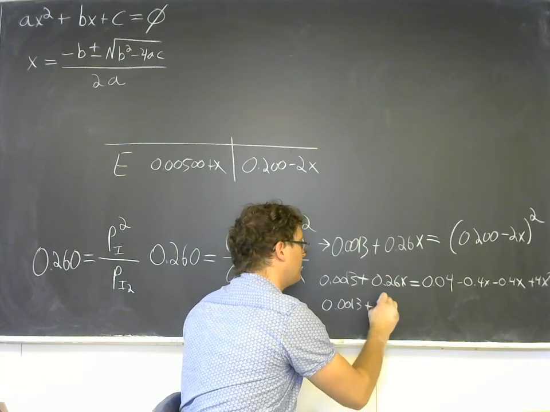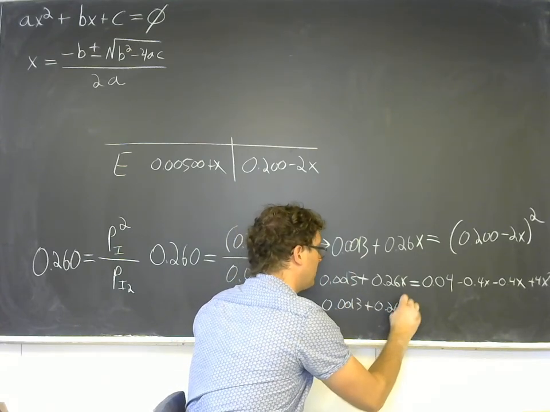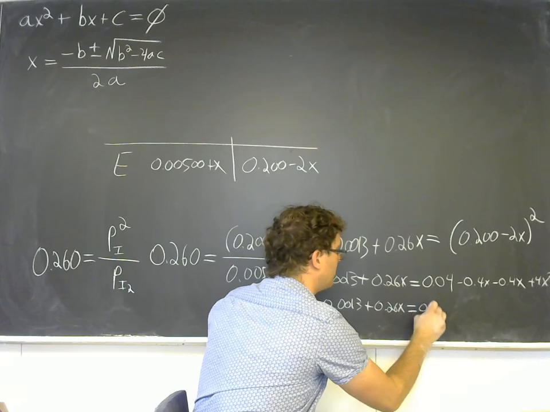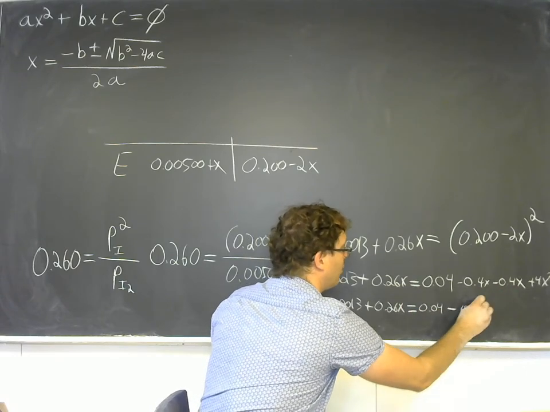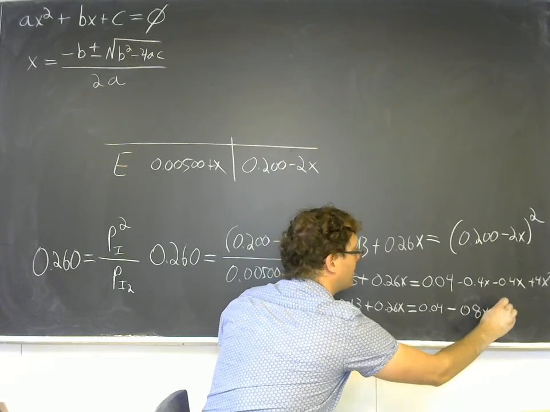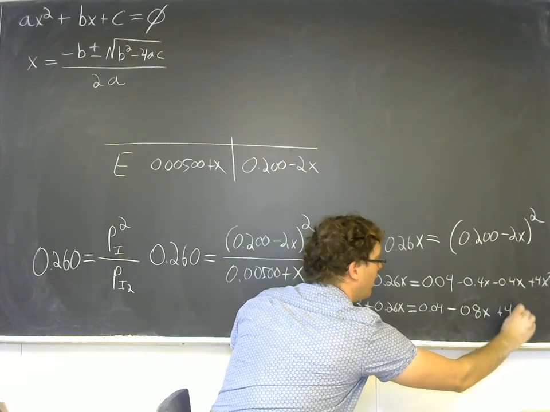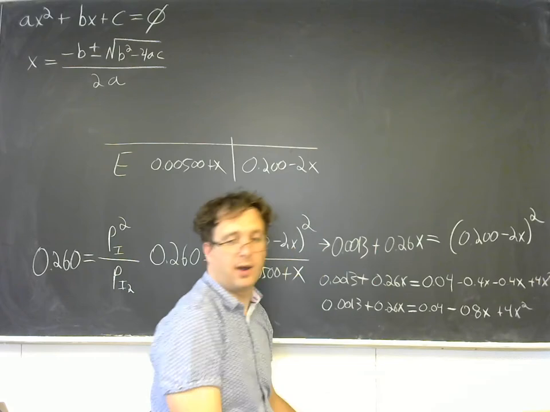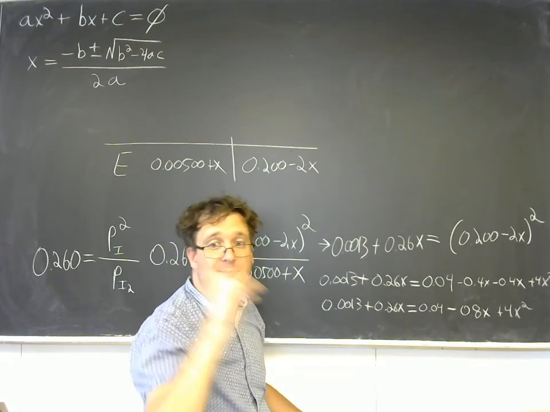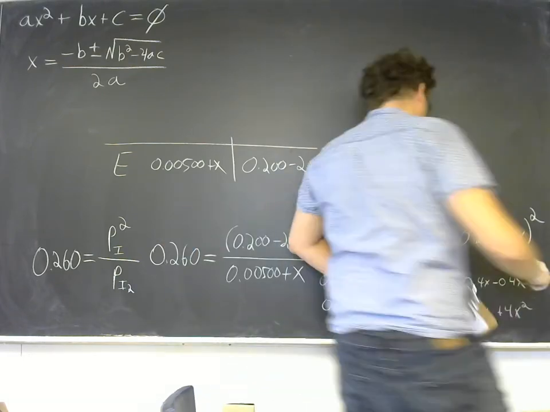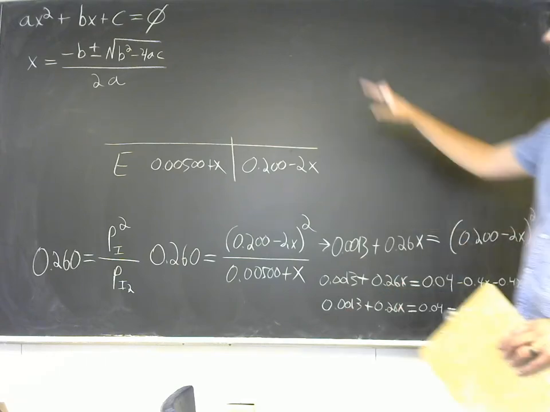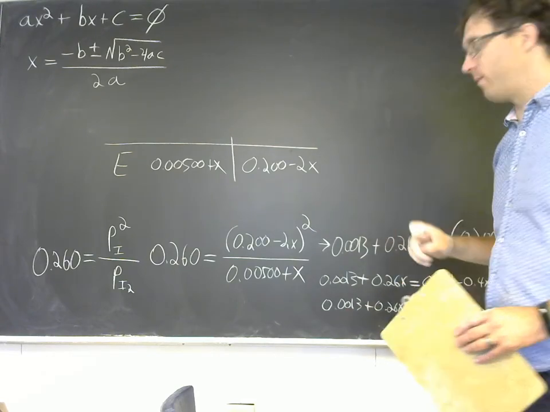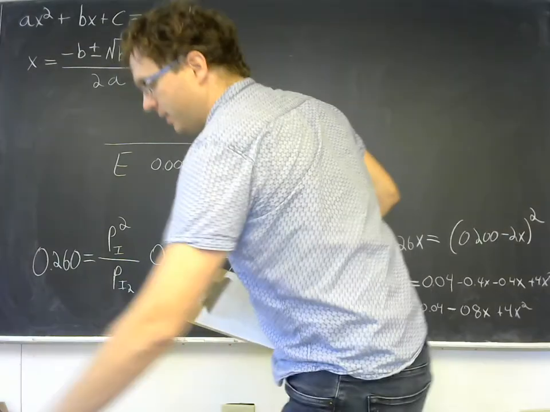0.0013 plus 0.26x is equal to 0.04. We can combine those, negative 0.8x plus 4x squared. Oh, that's fantastic. Now we can move both of these over to the right side to get us in the proper form for the quadratic formula. So what's the squared term?